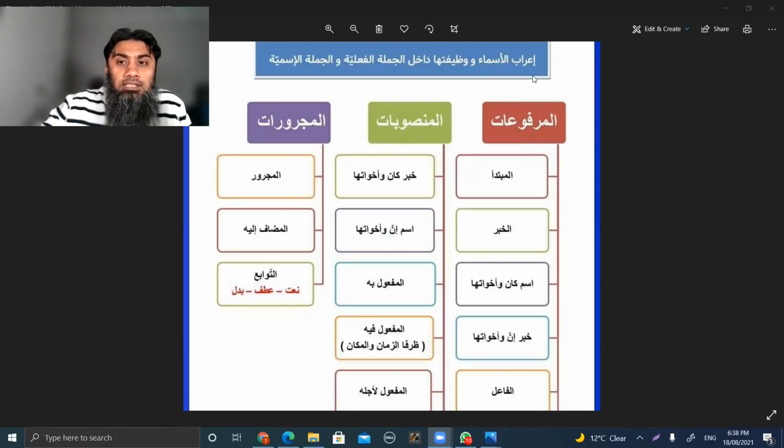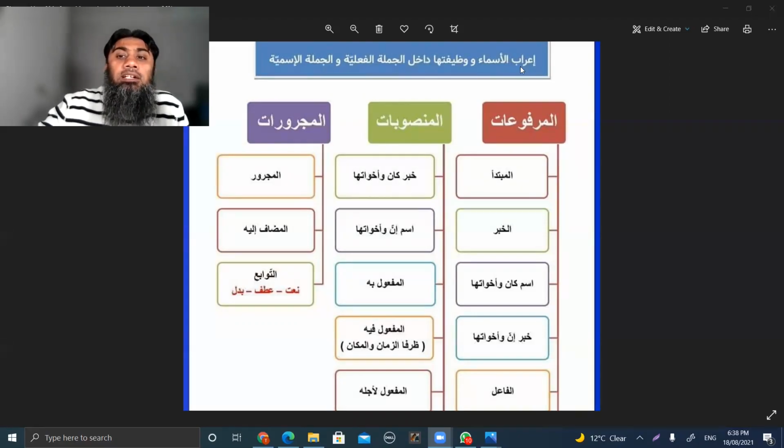I'rabul asma'i. I'rab of asma. Asma is the plural of ism. And i'rab, we all know, means status. Wa wazifatuha. Ha is an attached pronoun and wazifa means function. And their function, dakhilul jumlati al-fi'liyati wal jumlatil ismiyati, that is, when they enter or play their function in jumlatul fi'liya or jumlatul ismiya.